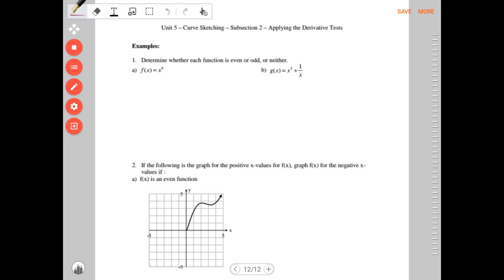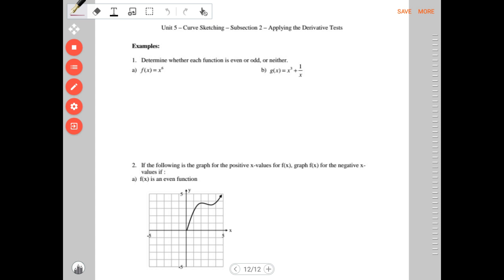Determine whether the function is even, odd, or neither. Now remember, you can't be even and odd at the same time, so if it's one of them, then you don't have to check for the other one. If it isn't the first one you try, you check the second one, and if neither of them work, then of course it's neither an odd nor an even function.